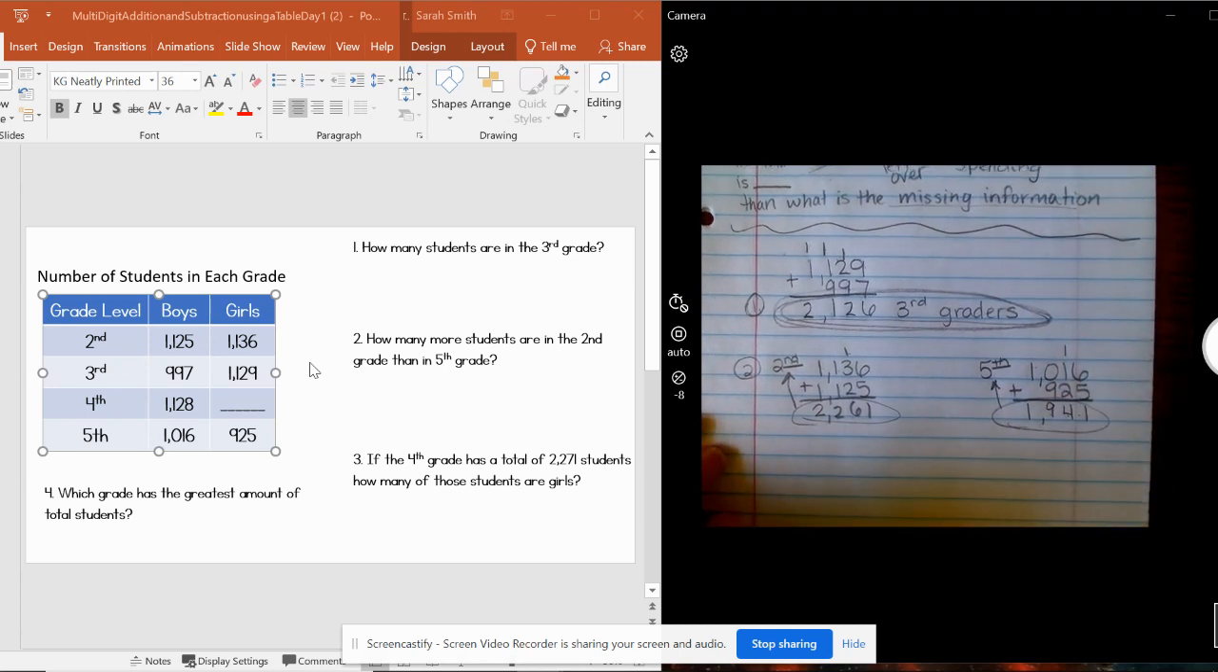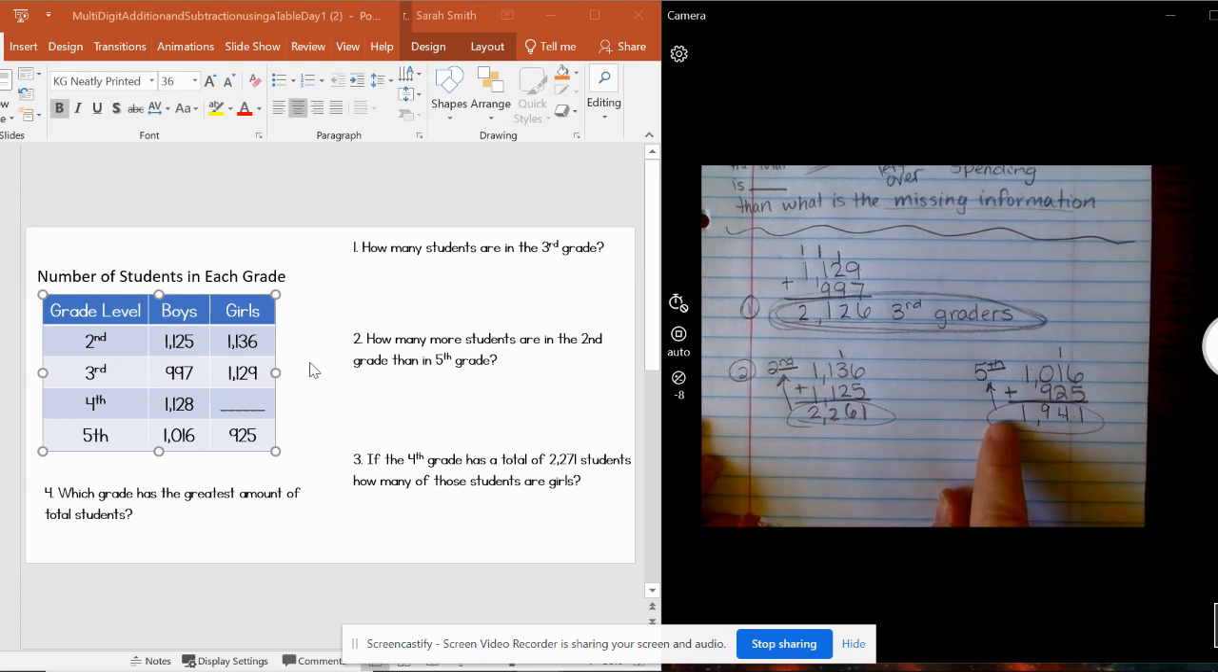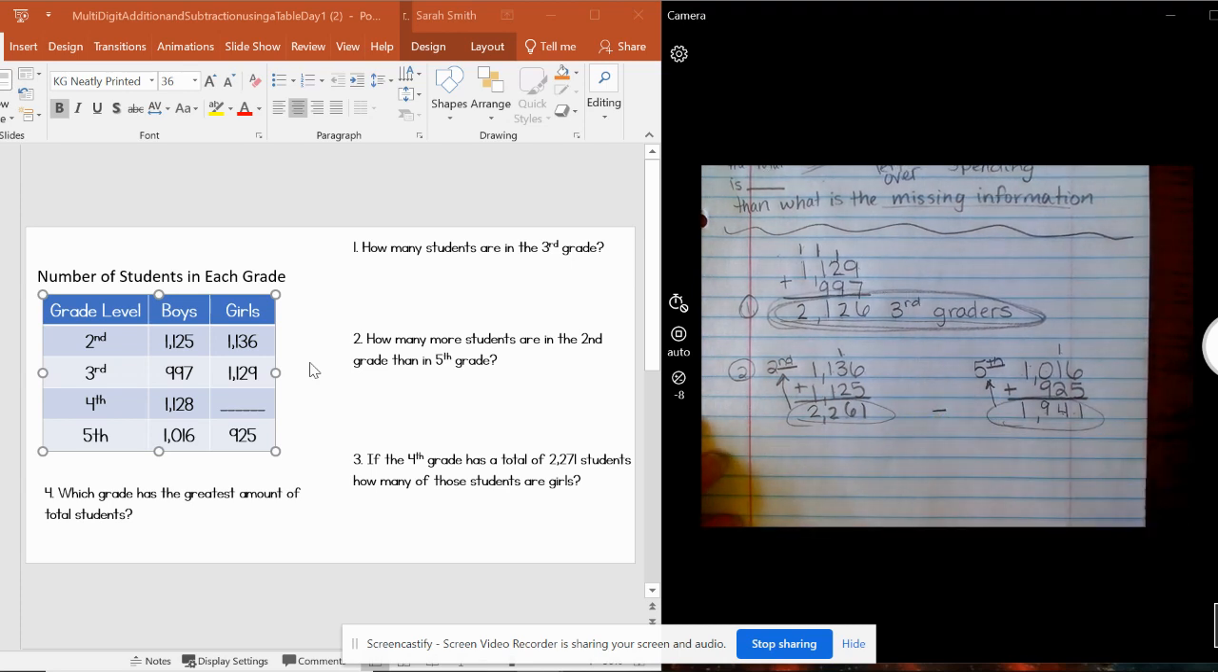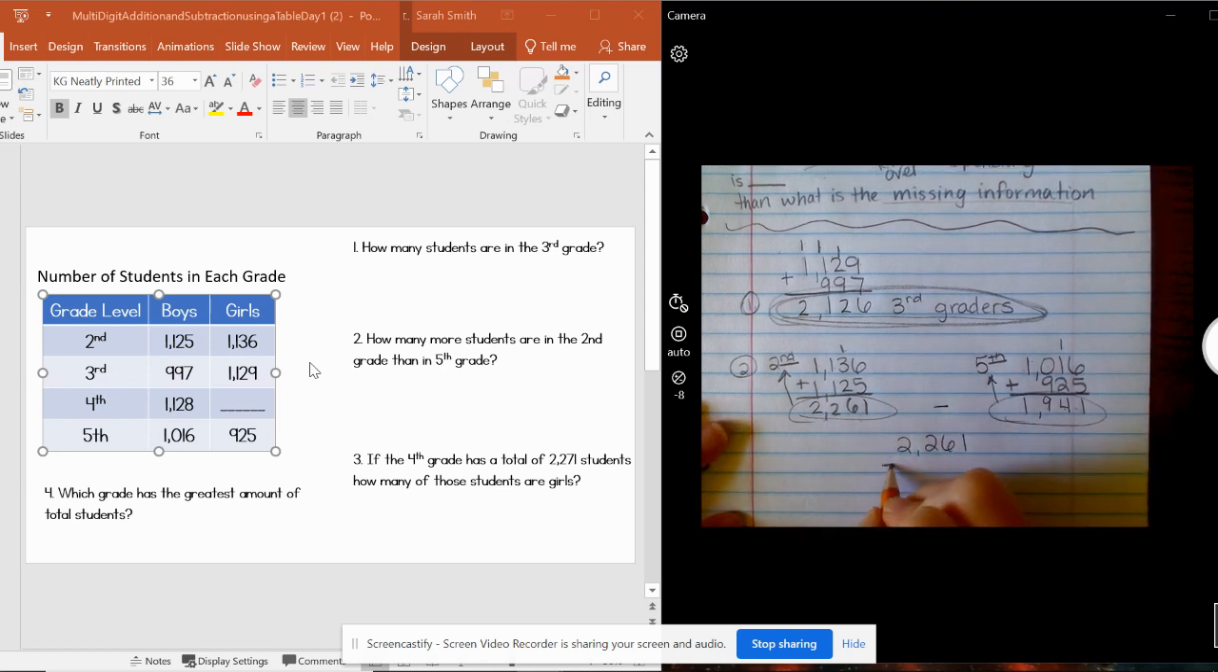Now, the question, though, is not how many second graders are there and how many fifth graders are there. I don't know how many people try to add all those numbers up. That's asking how many more students are here than here. When you're asked how many more, that is a subtraction problem. So now I have to take these two numbers and I have to find the difference.